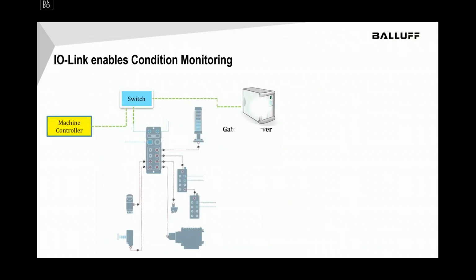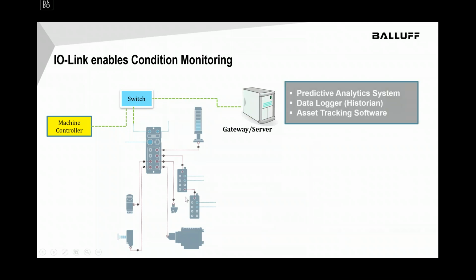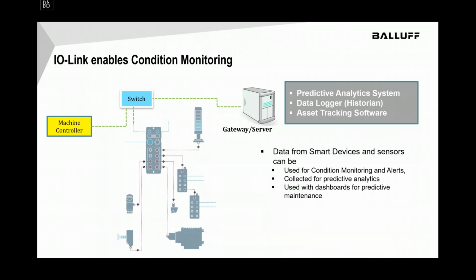So basically, when you have the IO-Link master or IO-Link devices, you could use them with the machine controller, or you could create a parallel path just for condition monitoring purposes. So this gives you the ability for collection of data for predictive analytics for the future, asset tracking, data logging, all those kinds of things can be done with the use of IO-Link and the smart devices.